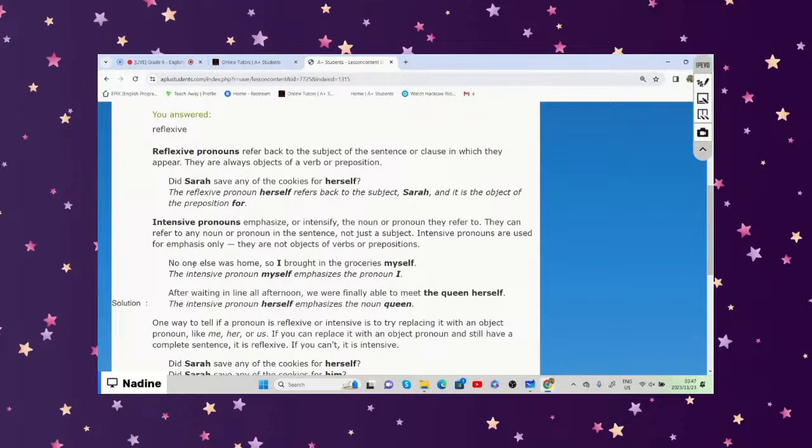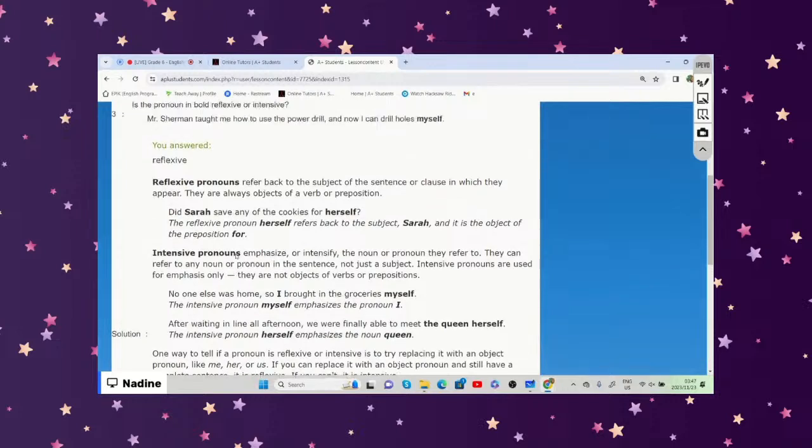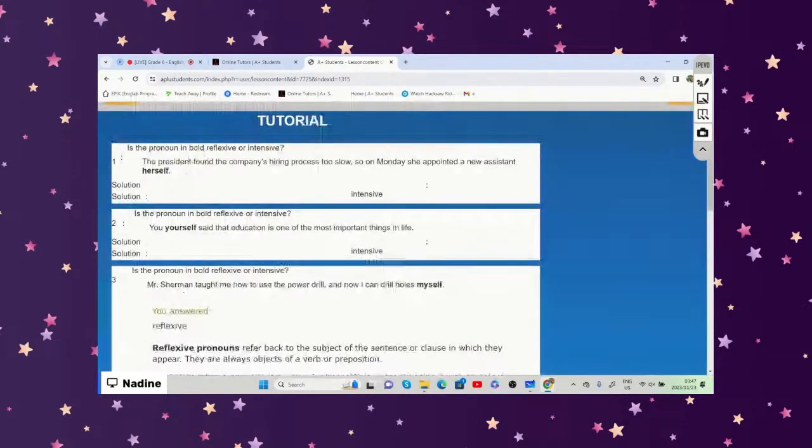And you see, it's not even just the subject that it refers to; it's the noun, right? It intensifies, or basically emphasizes, the noun itself. So if we look at this sentence, it says the president found the company's hiring process too slow. So on Monday, she appointed a new assistant herself, right? Instead of just referring it to herself, she is emphasizing that she's going to do it herself, right? So that is an intensive pronoun.